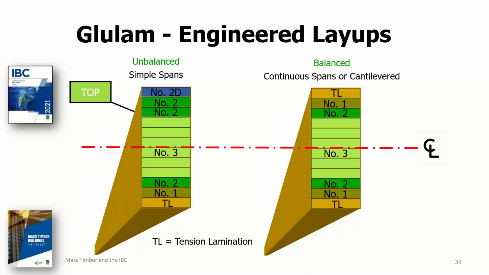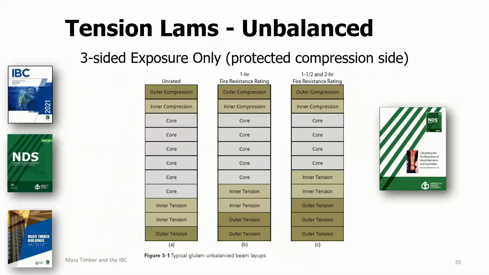Before we get deeper into the actual fire resistance design of glulam beams, I wanted to just define briefly what we mean by balanced versus unbalanced for those who don't know. It's a pretty simple concept. Basically, balanced layups are those which have symmetrical layups of laminations about the center line, whereas unbalanced do not. And the reason why I wanted to point that out is because we use that term in the next slide, because that affects the fire design provisions relating to glulams.